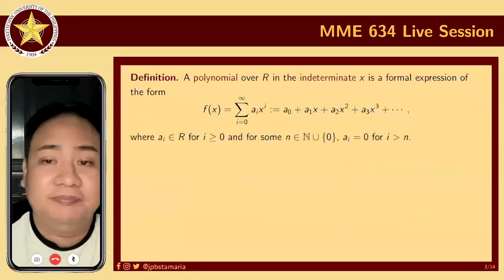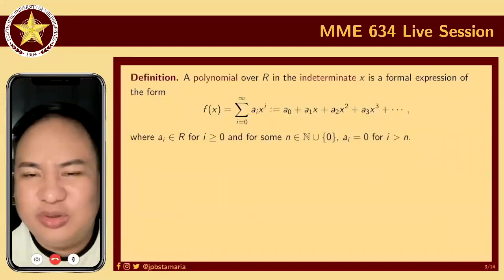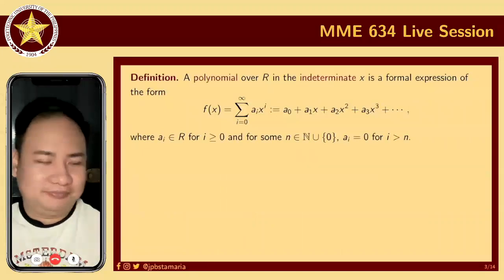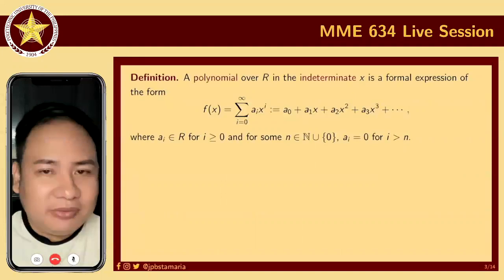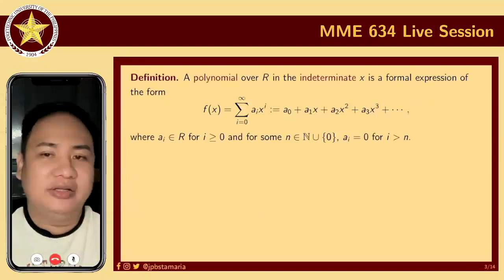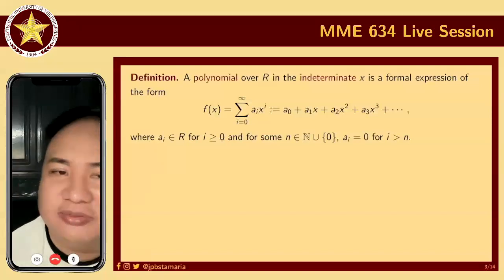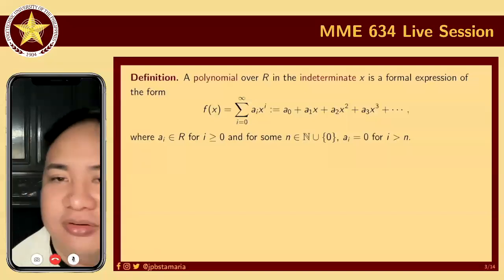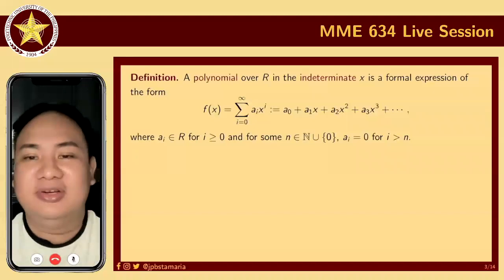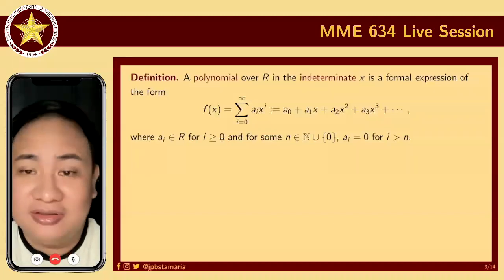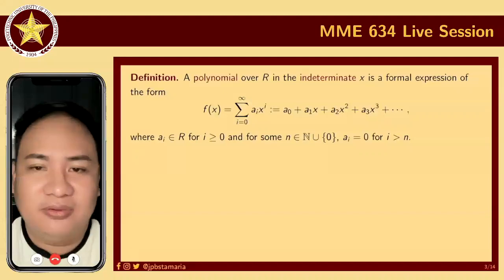Okay? So this is what we mean by a polynomial over R. R is a commutative ring. The symbol x is what we call an indeterminate. If you want to sound more fancy, you can call it the indeterminate. In books of abstract algebra, that is what it is called, an indeterminate. It's a formal expression of the form.